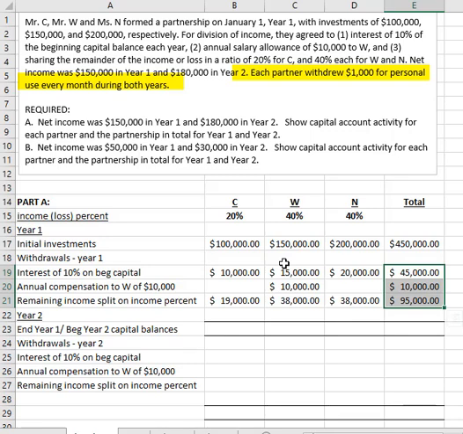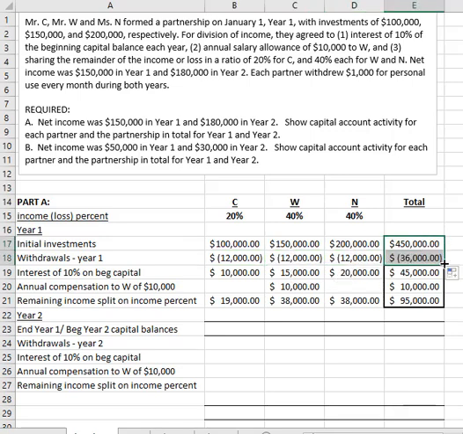Each partner withdrew 1,000 every month during both years. Okay, so that would be 12,000 a month for each of them. Okay, anything else? That looks like that's it. So then we would do the math and add up the partnership capital balances at the end of year 1, which would be the beginning of year 2.